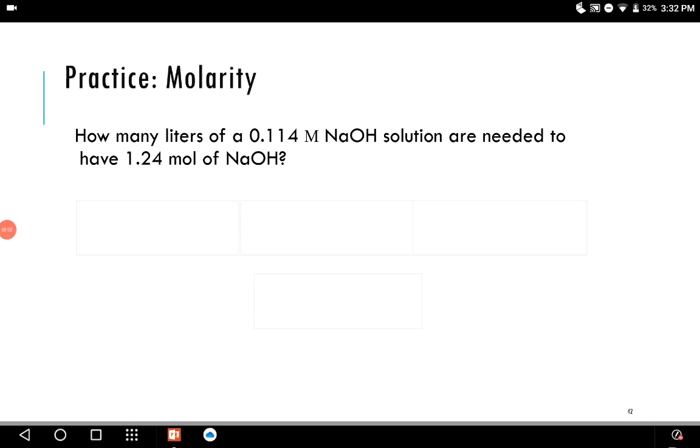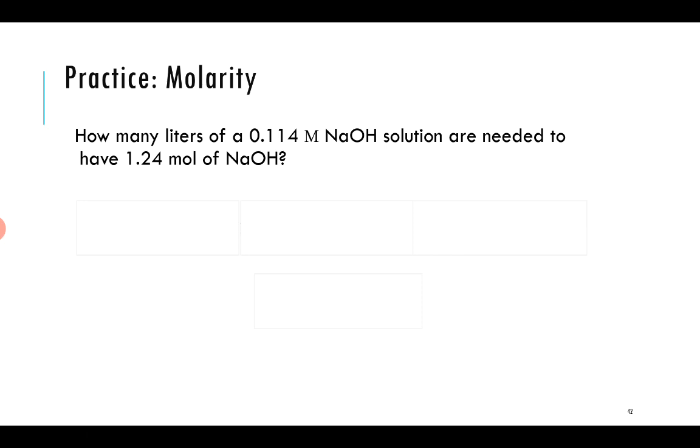Okay, so today we're going to be talking about how to prepare solutions, but first we have to practice how to use molarity as a conversion factor. So I have this practice problem pulled up for us to work out together.